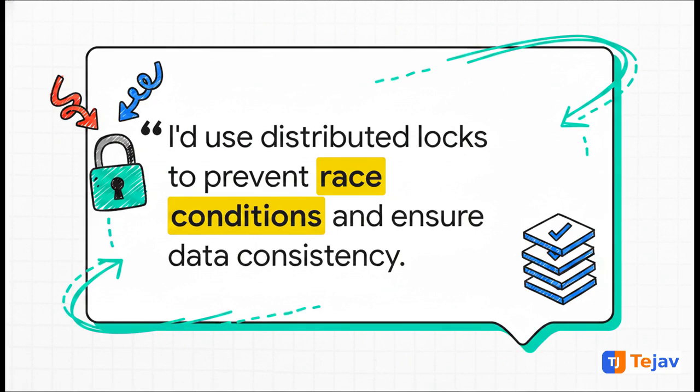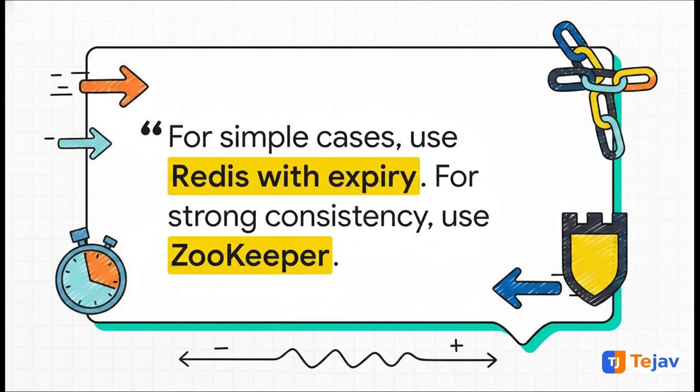Next, you show that you understand the trade-offs. This is what signals real-world experience. You could say something like, for cases where performance is the top priority, I'd probably start with a Redis-based lock using SETNX with a timeout. But for more mission-critical systems that absolutely require strong consistency, I'd lean towards a more robust solution like ZooKeeper. That's the kind of nuanced answer they love to hear.